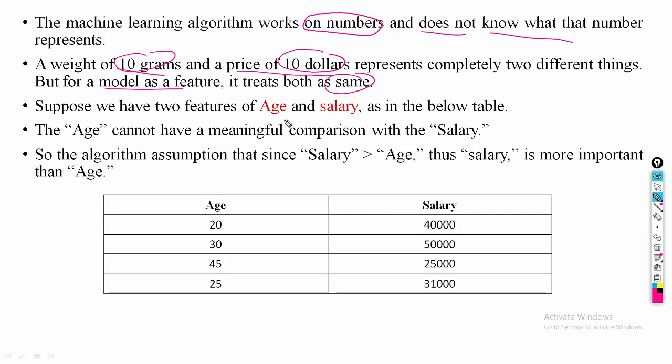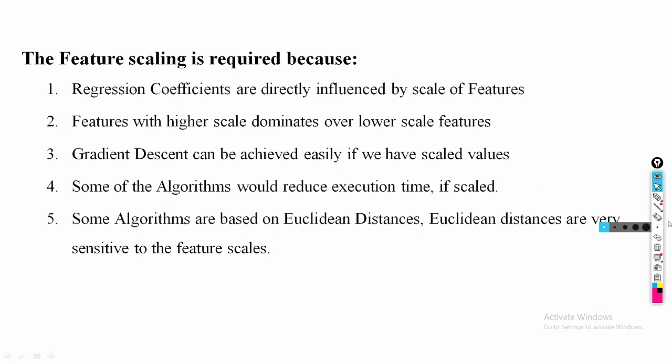Another example, we have age and salary in this table. Age cannot have a meaningful comparison to salary. There is no comparison between age and salary. But the model may assume that salary is greater than age, so the model will give more importance to salary. So feature scaling is required. Why? Because the regression coefficient is directly influenced by the scale of features.